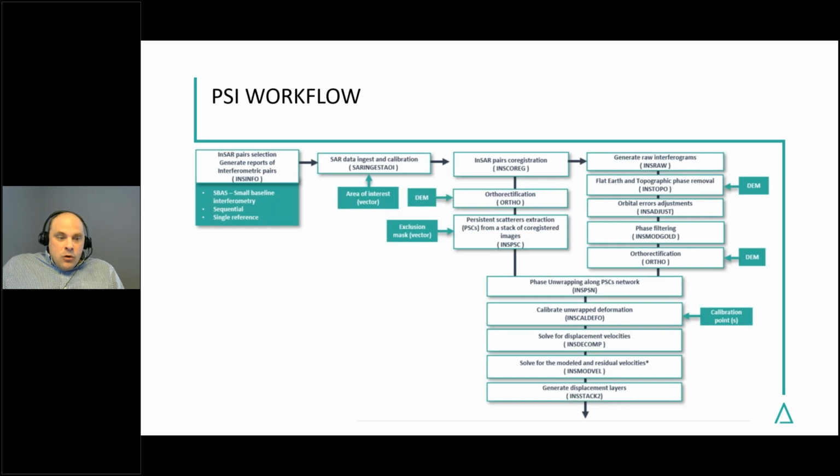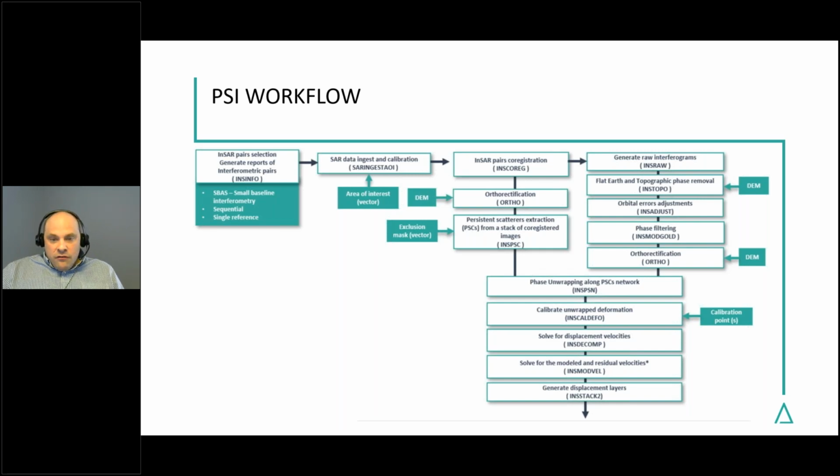One of the first things you have to do, once you ingest your data, is use an area of interest that will be reprojected onto the slant range geometry of your image. Then it goes to the co-registration. And this is a pretty common operation that we're used to doing for differential InSAR. You do your co-registration and then branch out.